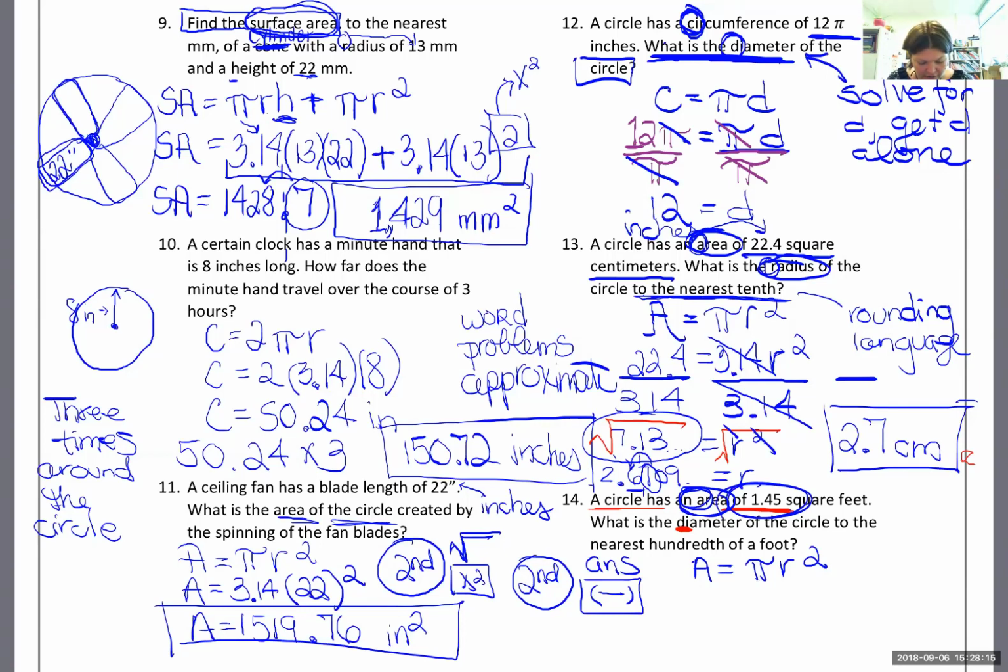I know that the area itself is 1.45, so my A will become 1.45. I don't change equal signs. I see some rounding language to the nearest hundredth, so I'm going to call pi 3.14. I'm going to use it.